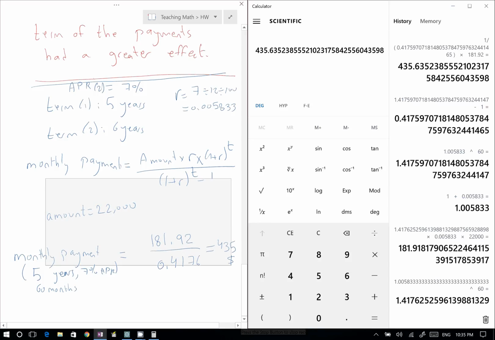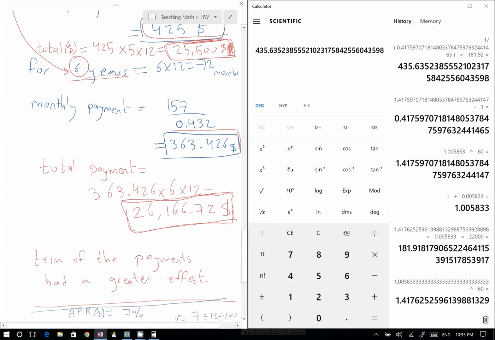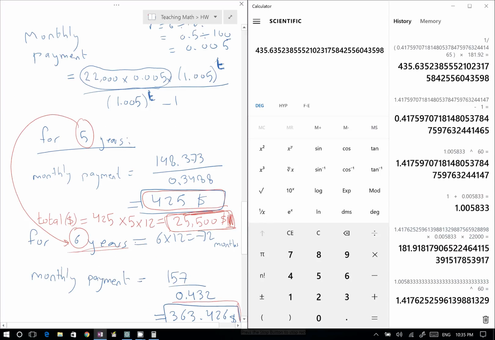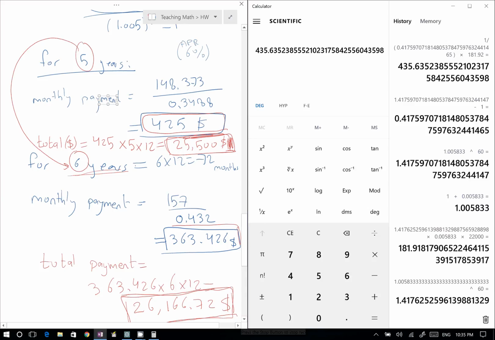Doesn't seem to be a big influence, so technically I can stop my calculations now. So it was 425 for the initial percentage. So this was APR 6%. So it's not a lot of difference.